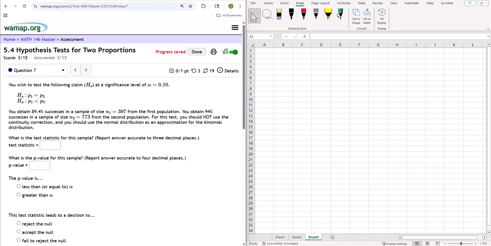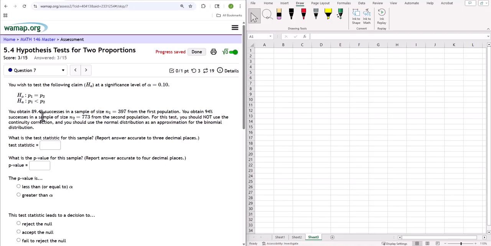Right, here we are again with another example from section 5.4, doing hypothesis tests for two proportions, and I'm just using Excel here as the tool. So our question here: you wish to test the claim at a significance level of alpha equals 0.10. We have our null hypothesis that the two proportions are equal to each other, and our alternate hypothesis that p sub 1 is less than p sub 2.